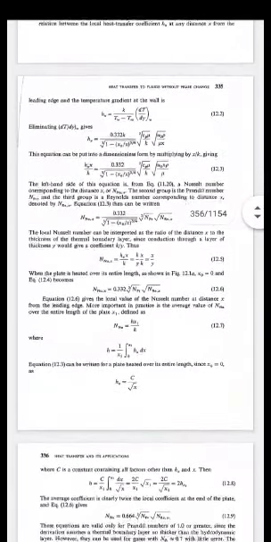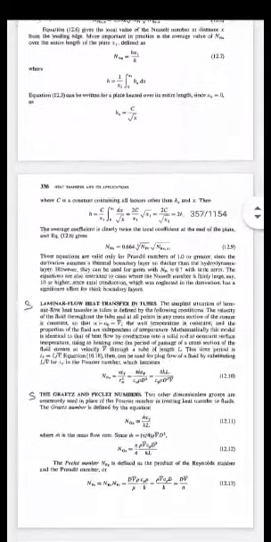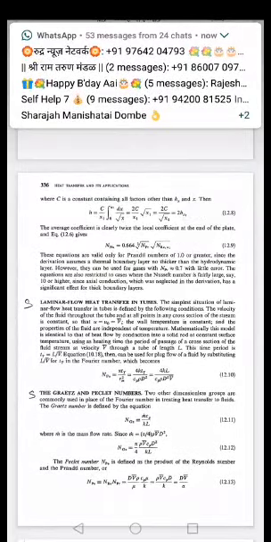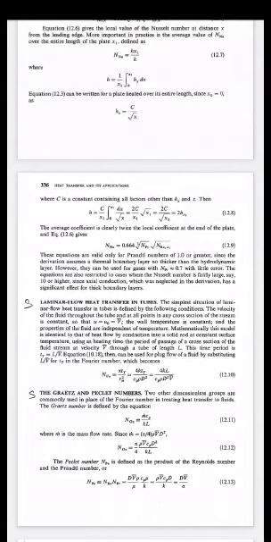So what is the Nusselt number? hd upon k. Here we have already gone through a lot of numbers like the Reynolds number, Nusselt number, Fourier number. What is the Fourier number? Alpha t_t upon R_m squared, where alpha is the thermal diffusivity, t_t is the time required for heating or cooling that particular slab, and R_m is the mean radius.